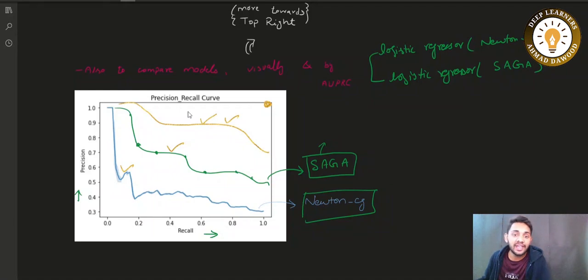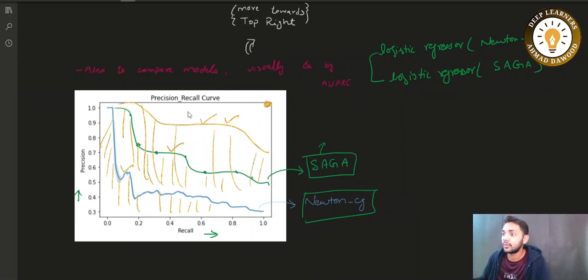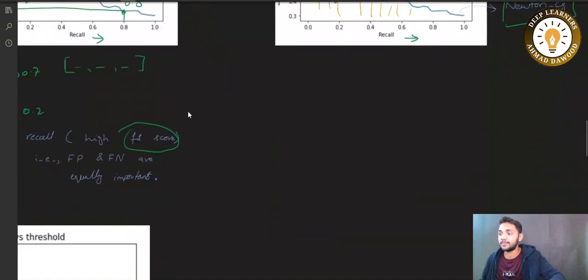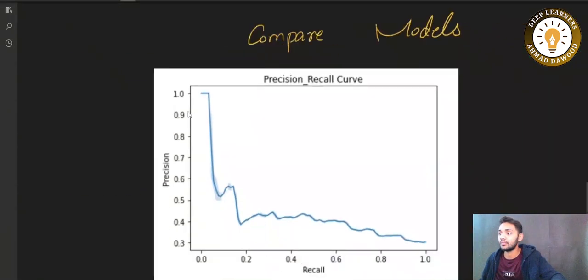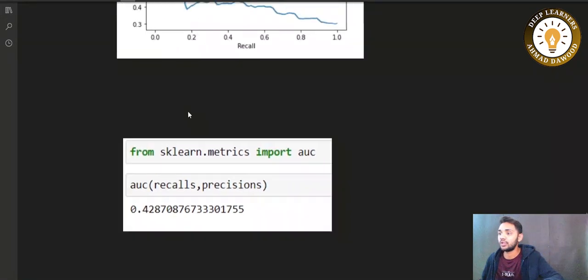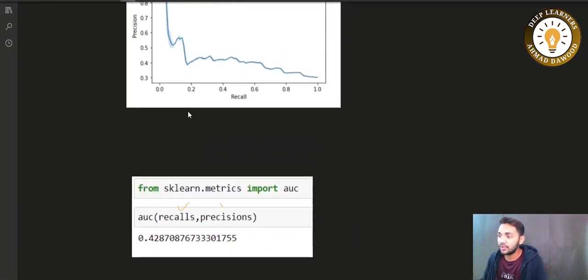Okay, you can use the area under curve. Like, what is the area under the blue curve? Of course, this will have less area as compared to green, and this golden will have the highest area among all of them. So you can use the approach of area under curve. Here you will simply pass recall and precision to the area under curve function provided by sklearn metrics, and you can calculate the area under the curve.